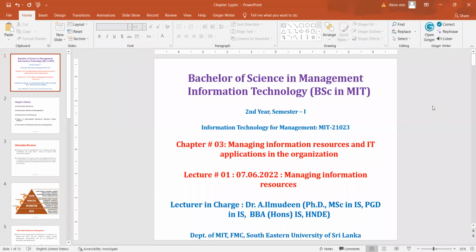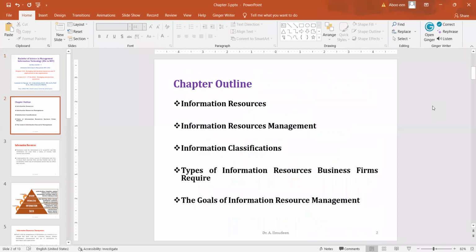So we have successfully completed two chapters, chapter 1 and chapter 2. Today we are going to start the new chapter, chapter number 3, managing information resources and IT application in the organizations. In today's session, we are going to cover the following areas. First, we will discuss what information resources are. Then we will discuss information resource management. Then we will focus on information classifications, the types of information resources a business firm requires. And at the end, we will discuss some of the goals of information resource management. So these are the areas we are going to discuss today.